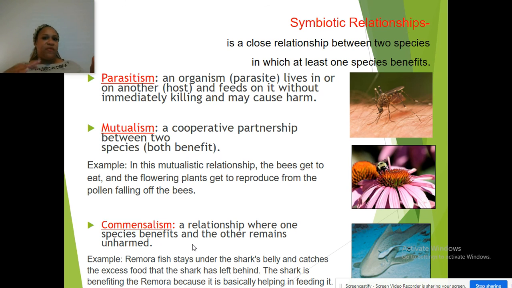There's another example. If you ever seen a movie or a cartoon where birds land on top of the cows, no one is getting hurt. Actually, the birds are able to eat, and the cows are benefiting because the birds are eating the ticks or bugs off of them. So everybody is doing okay.